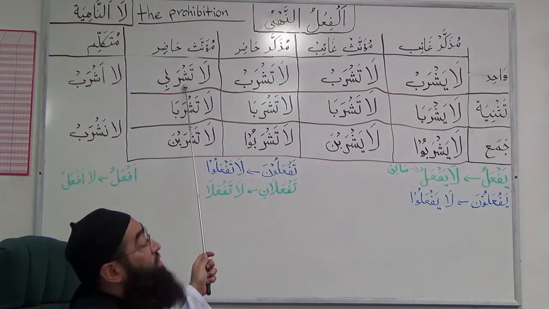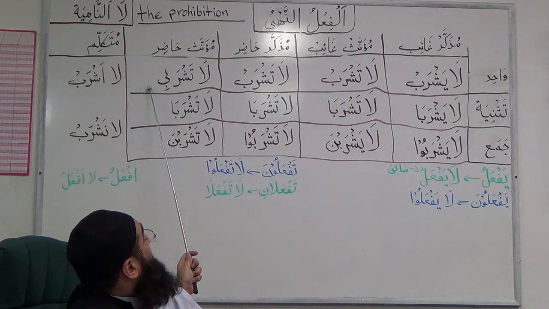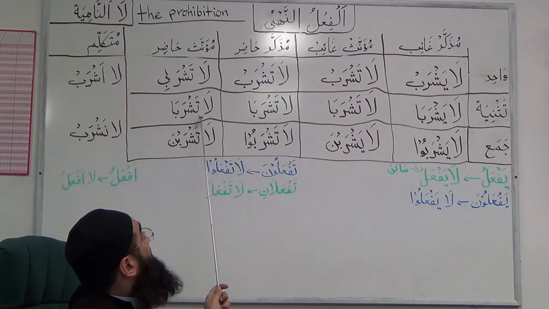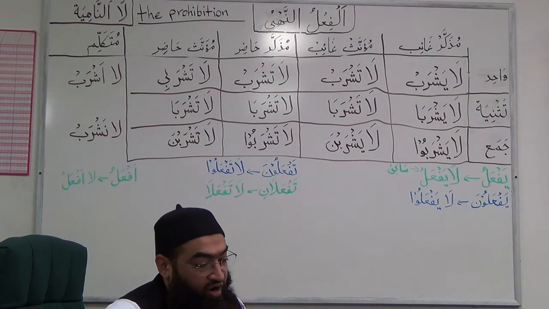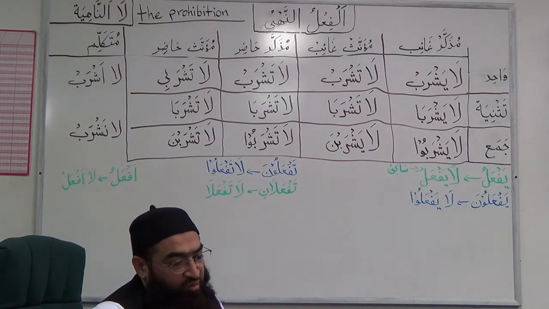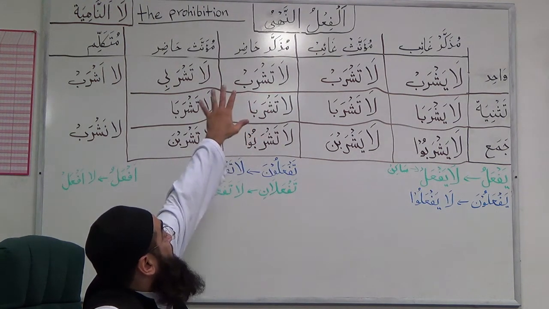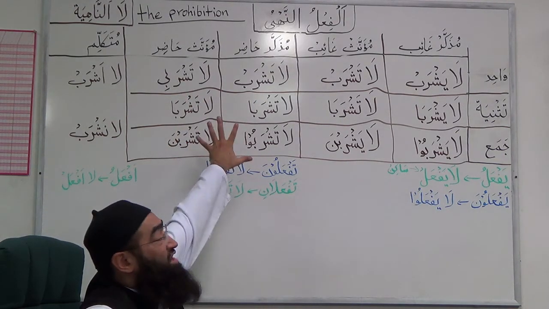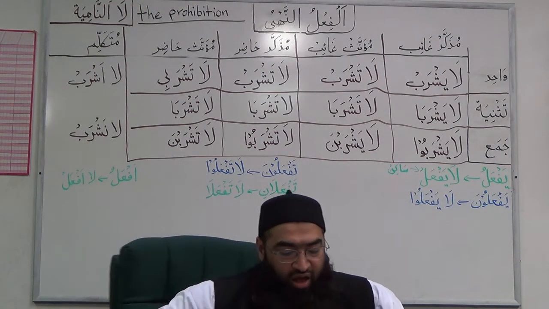You, one lady, don't drink. So it was actually tashrabina, it became la tashrabi. You, two ladies, don't drink. It was tashrabani, it became la tashraba. And all you ladies, don't drink. Alright, so this is mudari al-hadir. Al-fi'l al-nahi for mudhakkar and mu'annath, hadir. And this is basically when it's used the most, when you're talking to someone.